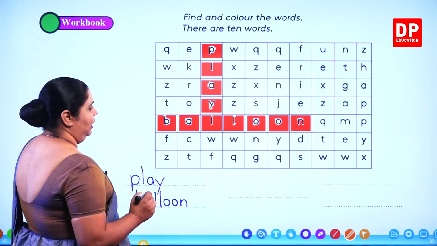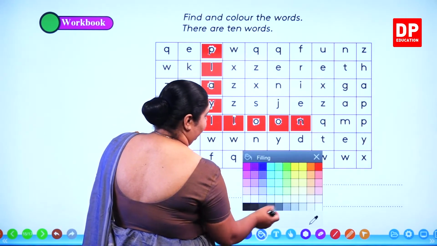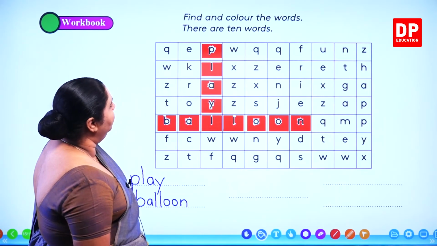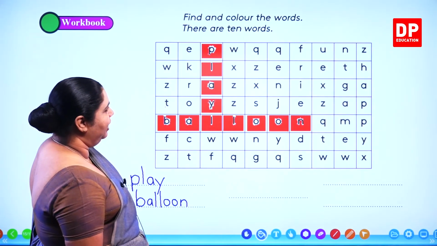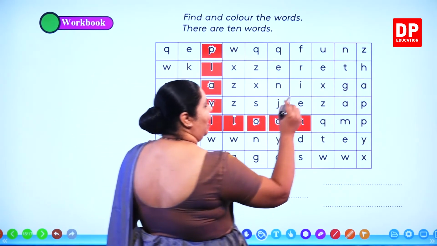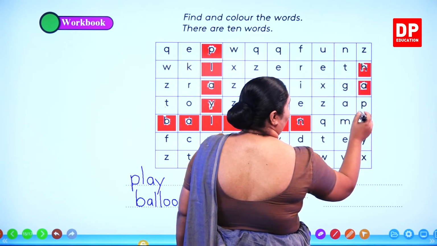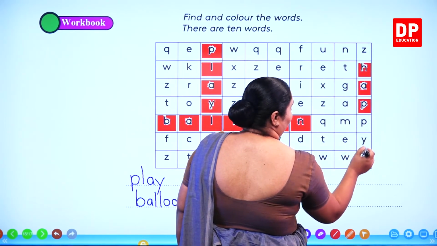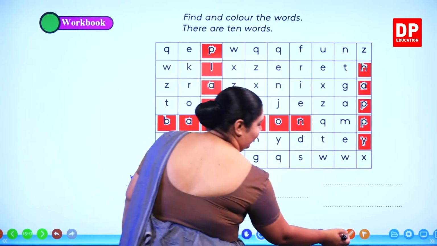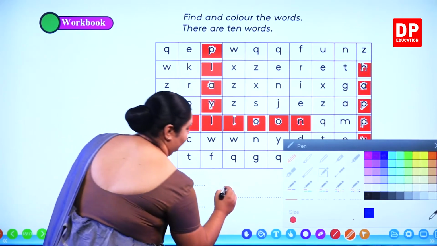B-A-L-L-O-O-N. Balloon. Right. Let's see what else we can find. Now I'm going to find another word from here. That is happy. We are happy when we have celebrations. H-A-P-P-Y. Happy. Now we will write that quickly. We will write the word happy.